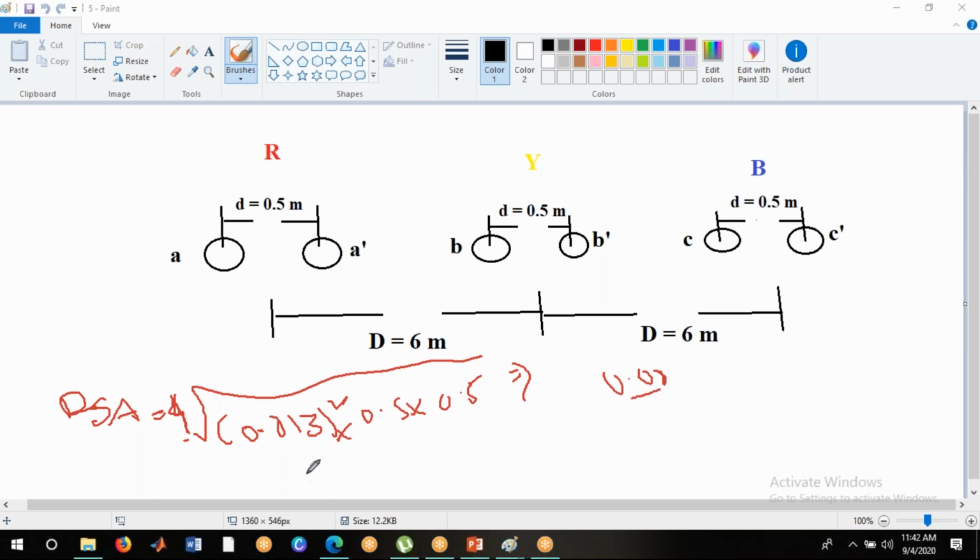Okay, now finally substitute in the DS value. DS equals cube root of 0.08 whole cubed. Why? Because you will get the same answer for DSA, DSB and DSC. So the cube root will get cancelled, then finally we will get 0.08. Then find the inductance value per kilometer.